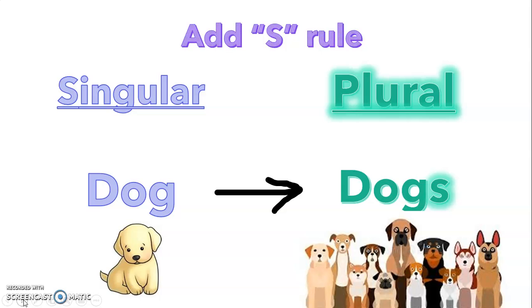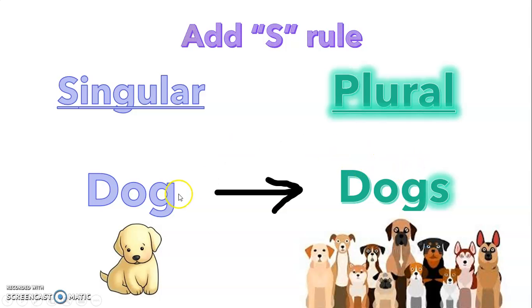Now, when there is just one of those nouns, this is what we would call singular. It means it's just all alone. We know from reading that sentence or writing it that we're just talking about one noun. So in this case, one dog. Now, if I wanted to say there's more than one, this is what we call plural. So plural means more than one.